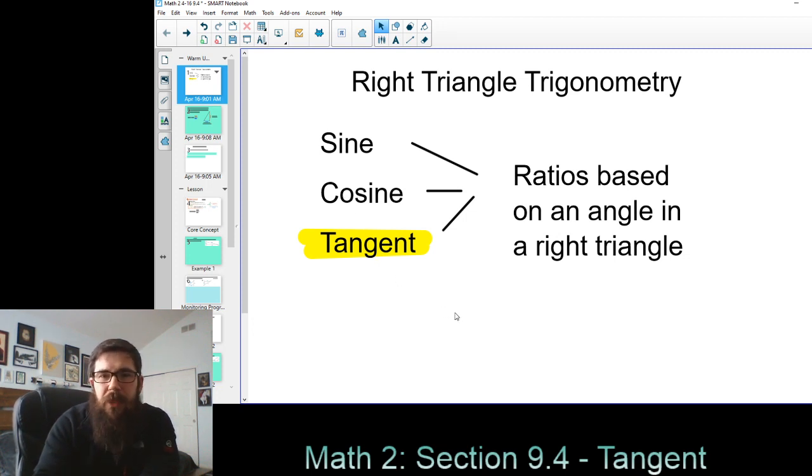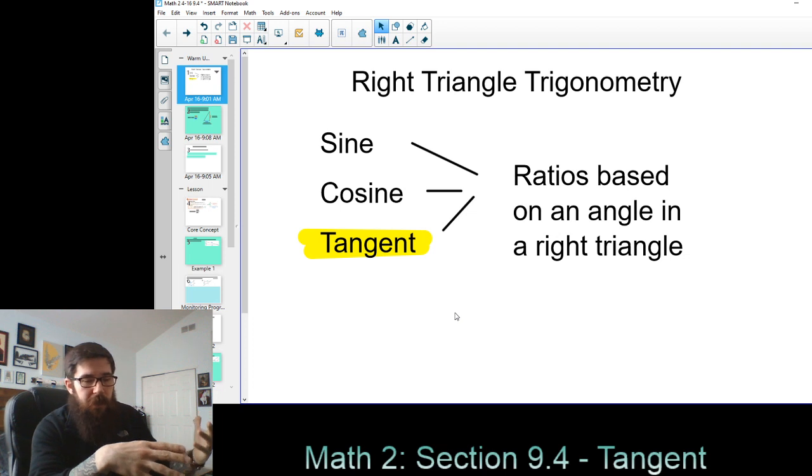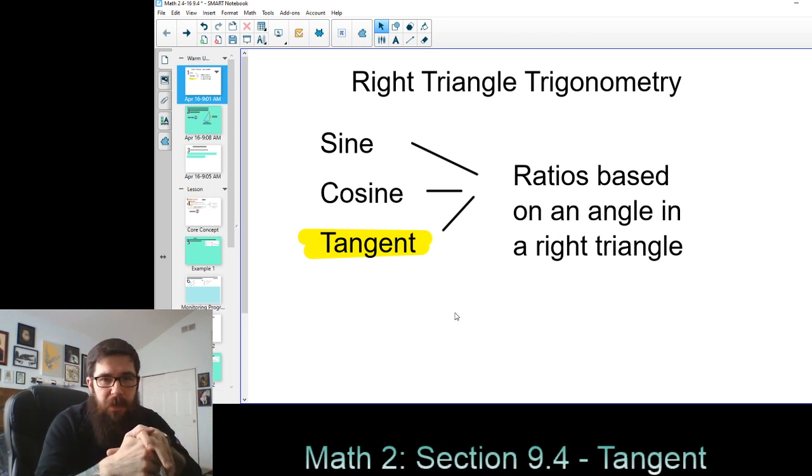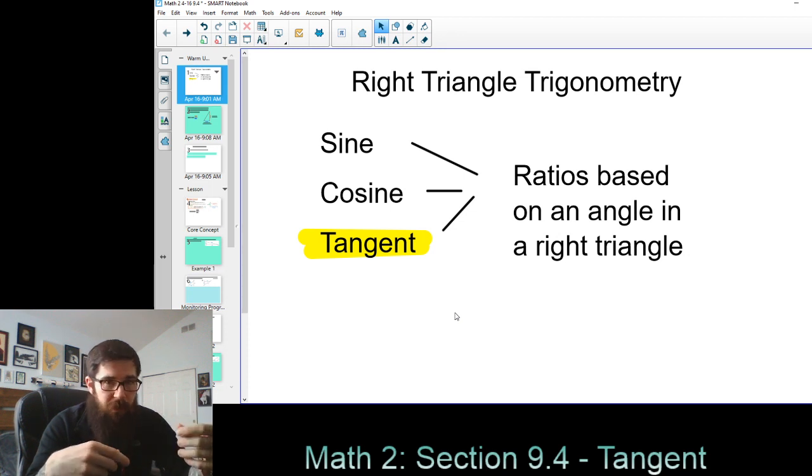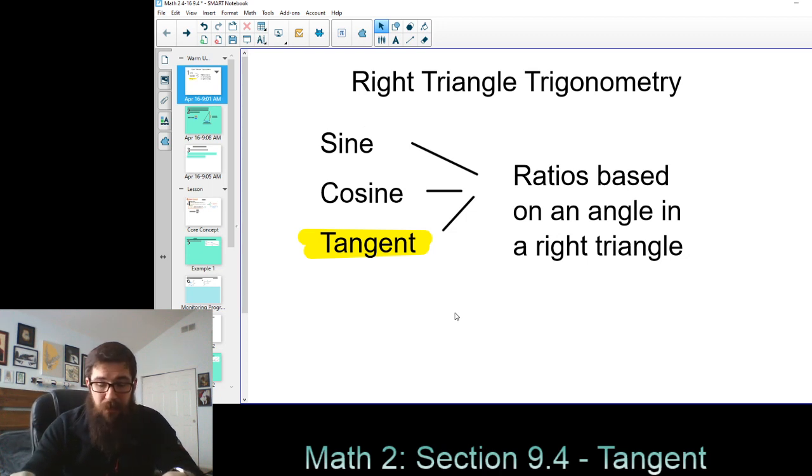All three are ratios based on an angle in a right triangle. We did all that work with right triangles to establish some patterns, and those things do tie in as well. We're going to be looking at one of the angles that is not the right angle and seeing what ratios occur. There are wild uses for all of these. Anything having to do with waves is based off of understanding how these trigonometric functions like sine, cosine, and tangent work. Okay?